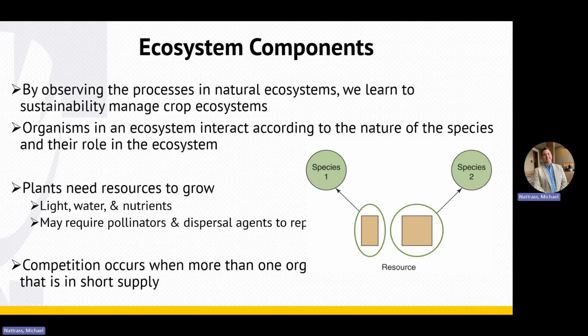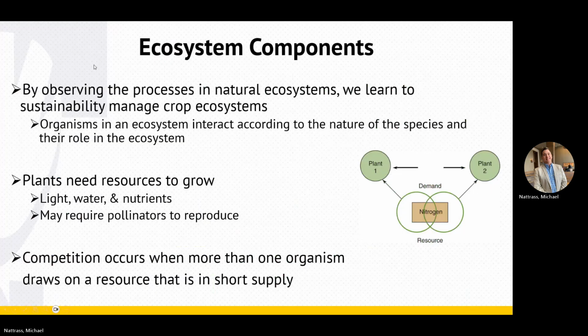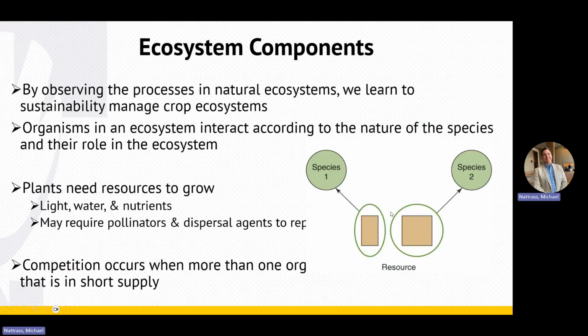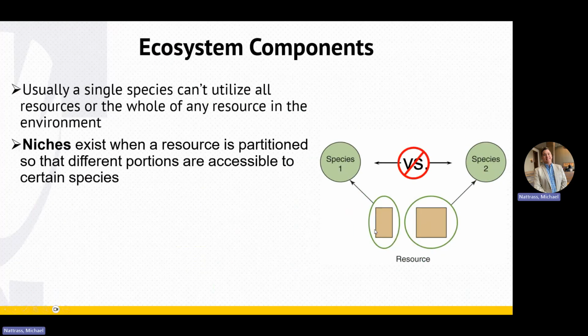If we have those resources that are split out, then species one can handle this part of the resource, and we don't have the competition with species two. Great environment right there, compared to where we have both plants competing for this nitrogen resource. And so one of them has to lose. But if the resources are available for each species, so that they don't have to compete with each other, then both species thrive. So these species have created their own niche. They found their own environment where no one else is competing for it.